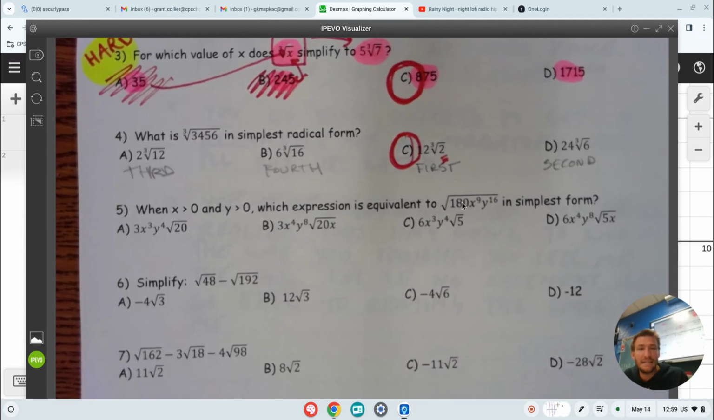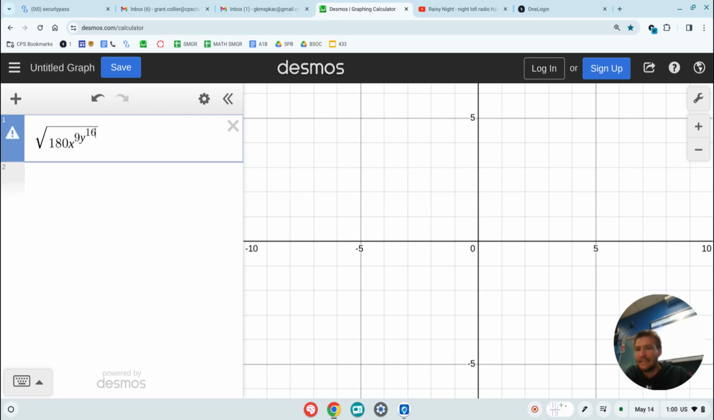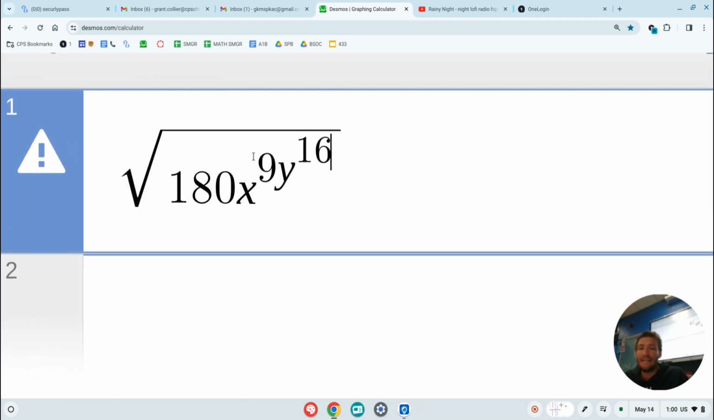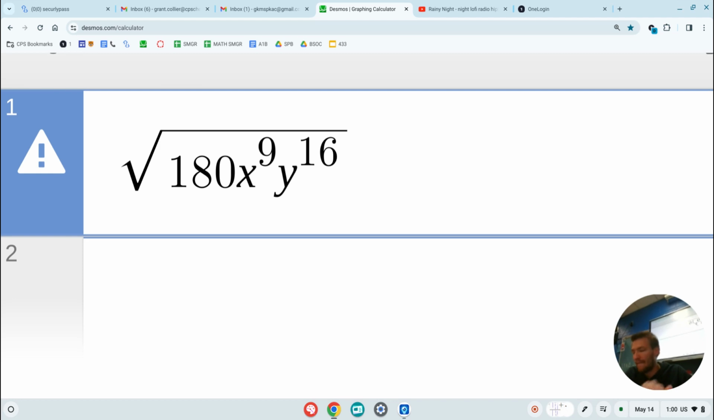So this one has letters. Let's type it in exactly how it looks. Square root of 180, x power 9, y power 16. I got a couple problems. First of all, look at the way that this got typed in. My y is accidentally floating. The y should be down here next to the x. So let's come down and then type y power 16. Now that looks much better.